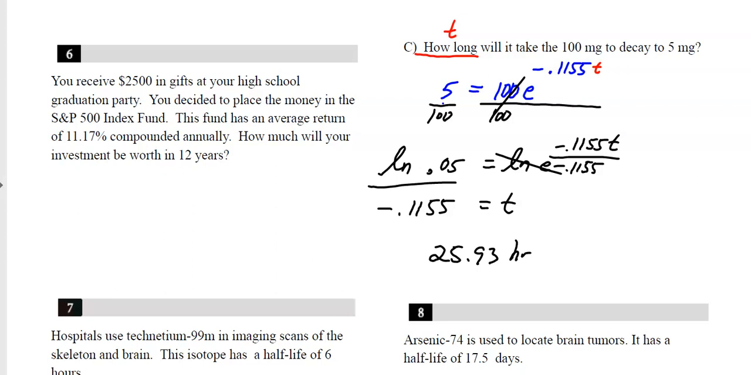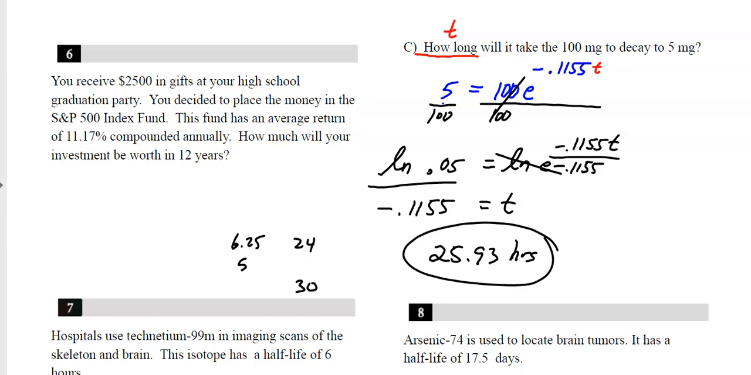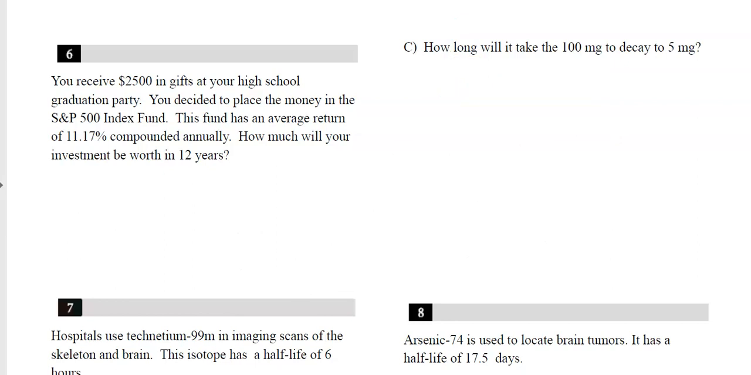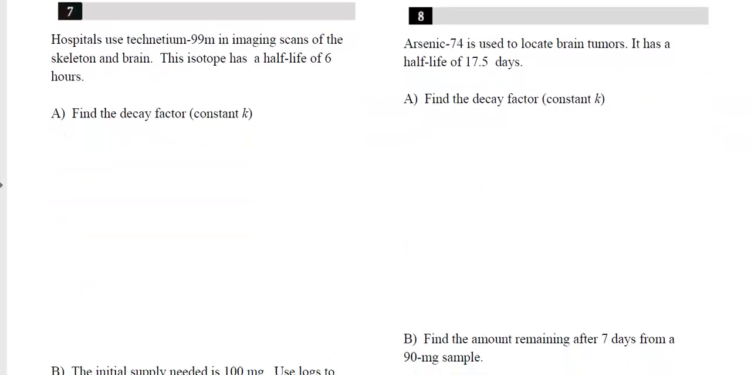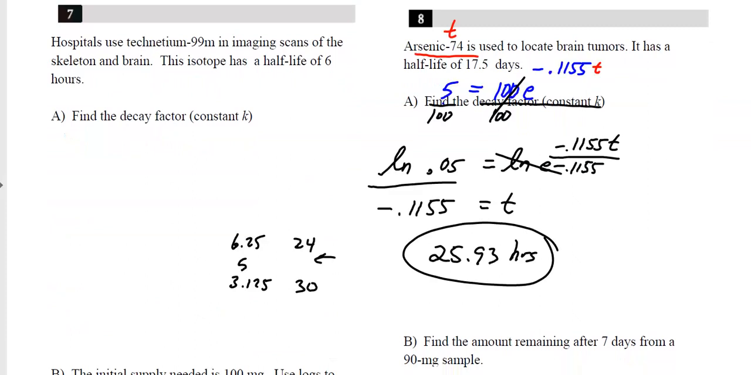25.93 hours. That jives with earlier, because on our table at 24 hours, we were down to 6.25. So we were going to get to 5 very quickly, because another 6 hours would have gotten me to 3.125. So 5 would be a little bit closer up here. So that 25.93 makes good sense. Always want to use your BS meter when it's all said and done.